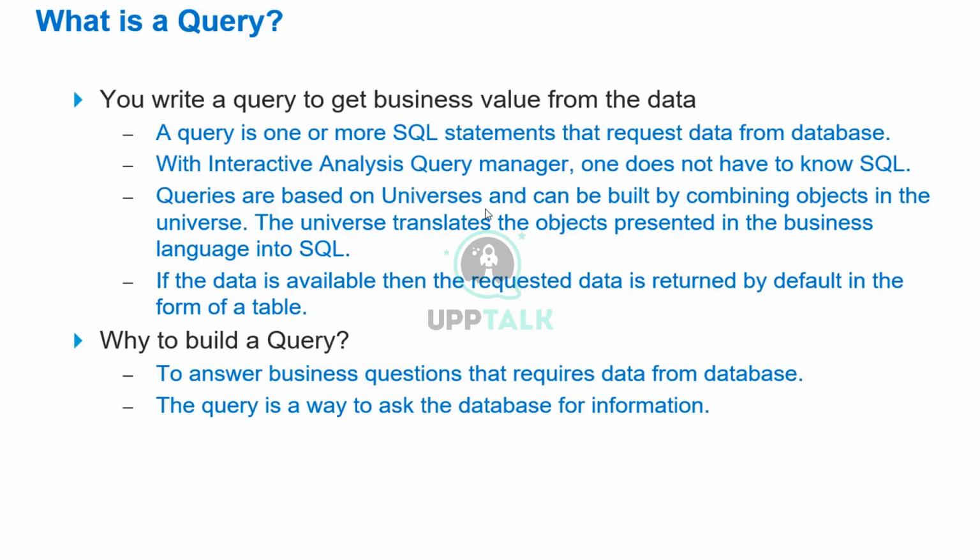Queries are based on universes and can be built by combining objects in the universe. The universe translates the objects presented in business language into SQL. When we drag these things, it will translate those objects. Whatever we dragged into the report, it will translate into SQL for the database. If the data is available, the requested data is returned by default in the form of a table. But if you want a cross tab or a chart, we have to turn that into a chart and do some modifications.